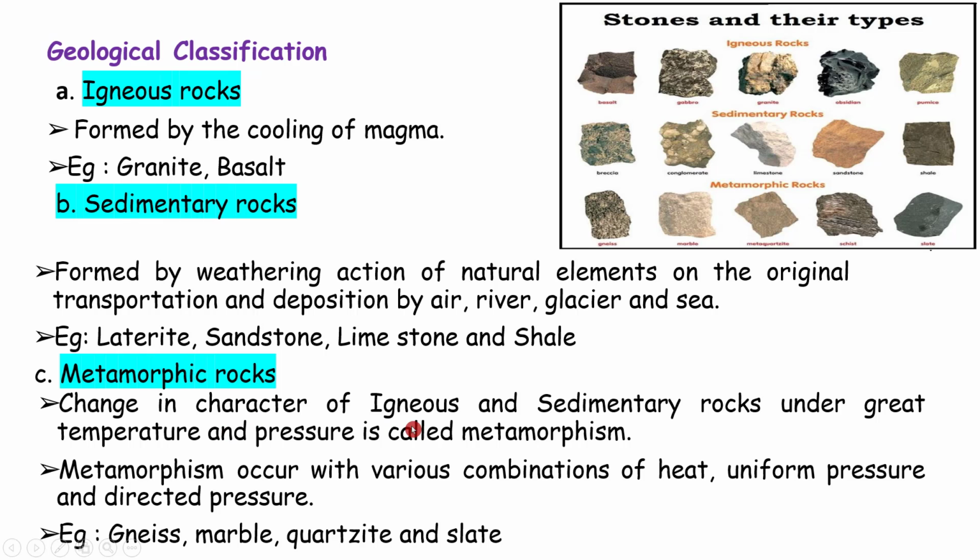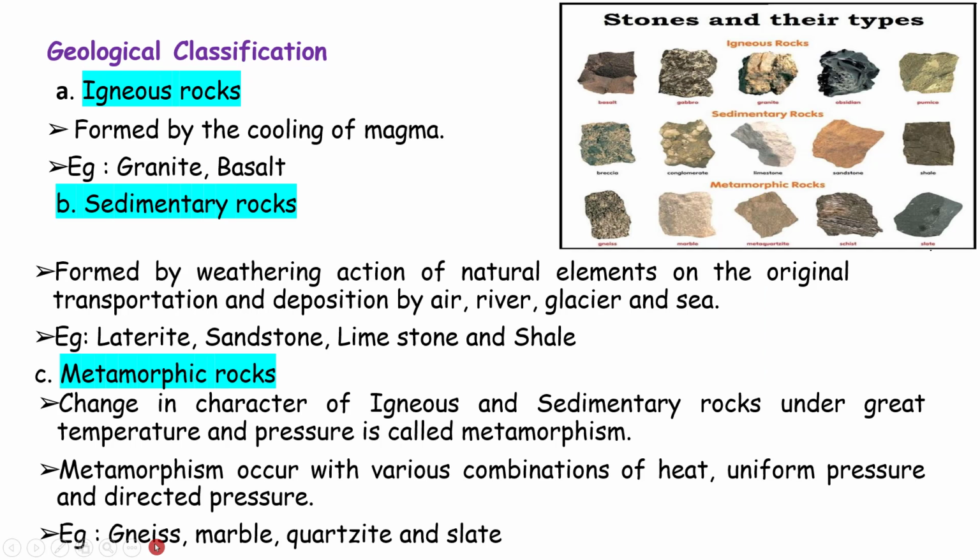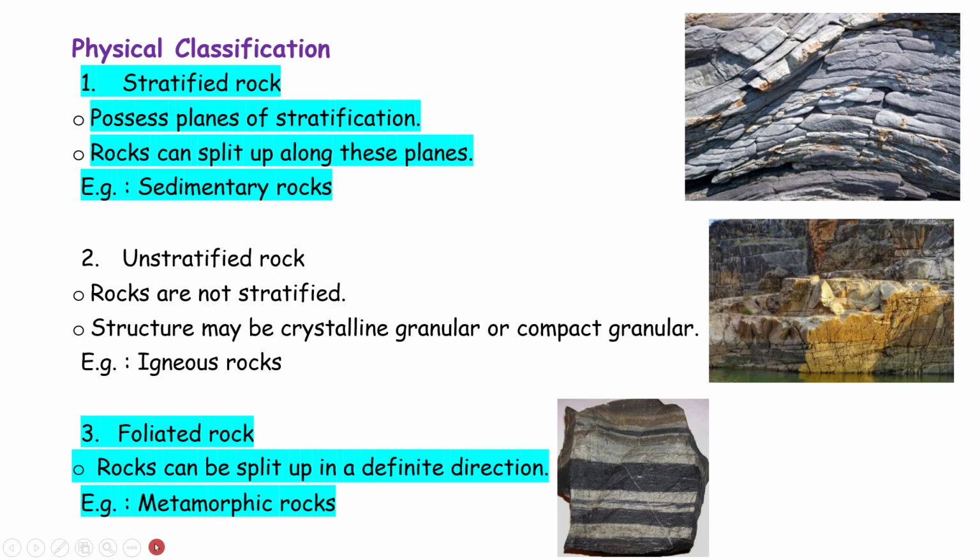The changing character of the igneous and sedimentary rocks under great temperature and pressure is called metamorphism. It's a process. So the stones which undergo metamorphism are called metamorphic rocks. Metamorphism occurs with various combinations of heat, uniform pressure, and directed pressure. Examples include gneiss, marble, quartzite, and slate. So we have seen the geological classification.